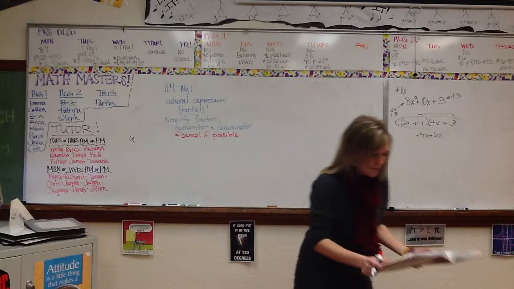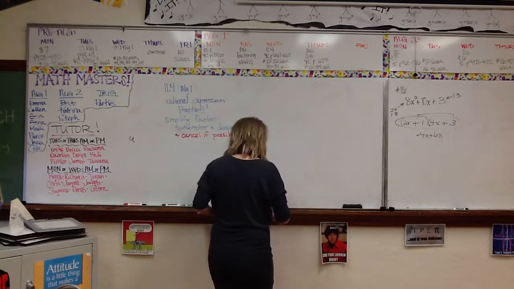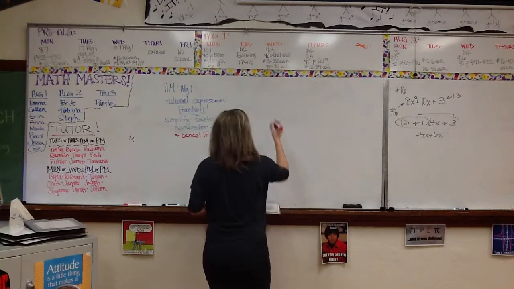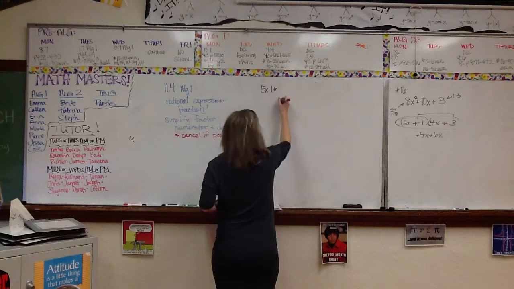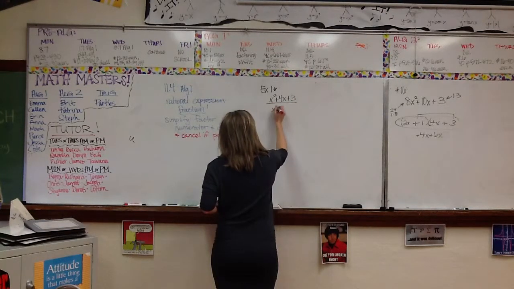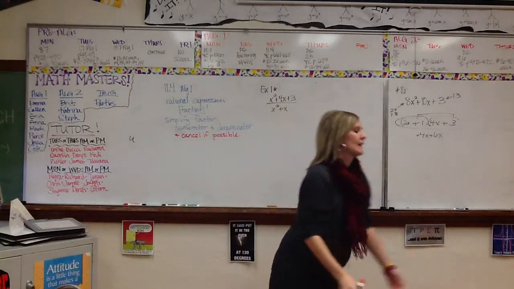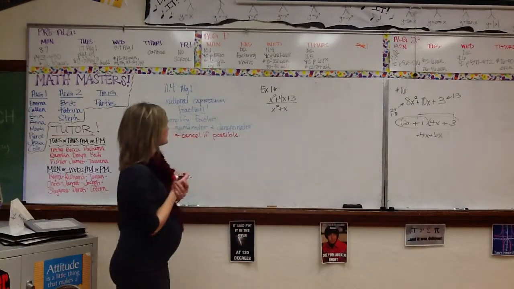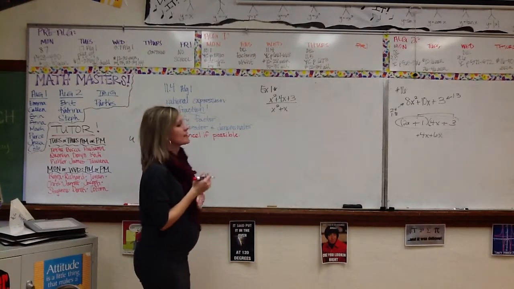Okay. We are going to try. Just call this one example 1 star, and we have x squared plus 4x plus 3 over x squared plus x. Factor, factor, factor before you start crossing things out.